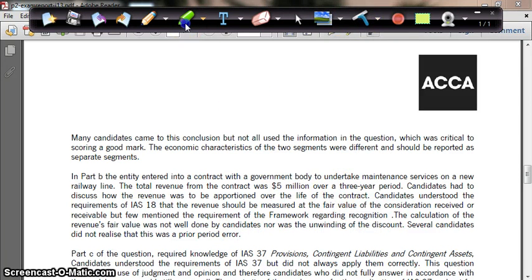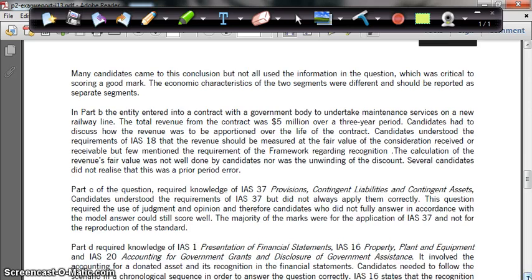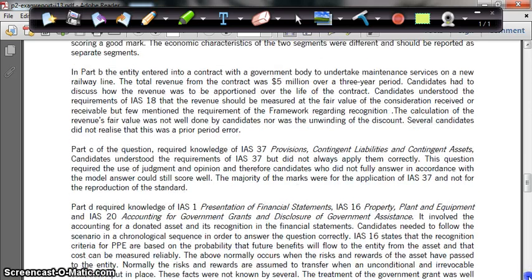Part C then required knowledge of IAS 37. So that's provisions, contingent liabilities, contingent assets. So the examiners here are saying that the candidates understood the requirements of IAS 37 but didn't always apply them correctly. So here we're seeing that people are maybe rote learning standards, or they have a general idea, but they actually don't know how to apply them in practice.